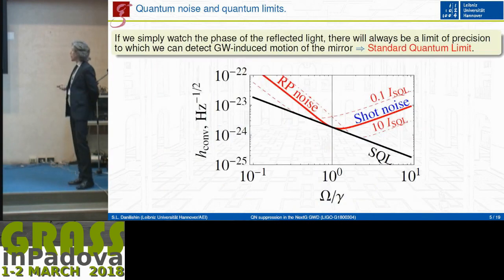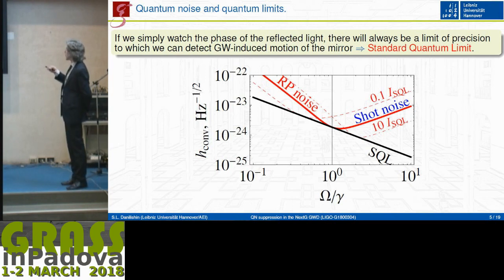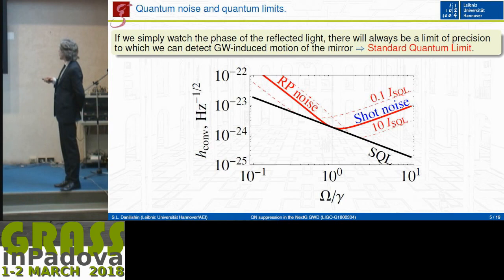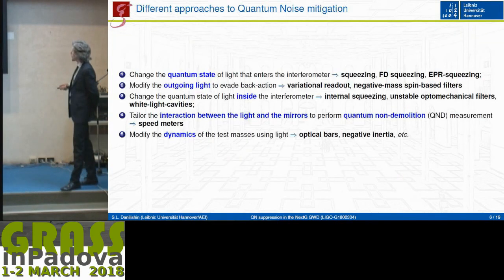Okay, so how can we do that? Apparently, changing the power doesn't help, because by increasing the power you reduce the shot noise, but at the same time you increase the radiation pressure noise proportionally. And this results in a sort of limit which is imposed on the measurement of the motion of the mirrors if you just measure the phase quadrature. This is known as the standard quantum limit, and we have to break this standard quantum limit if we want to go to the next generation of detectors.